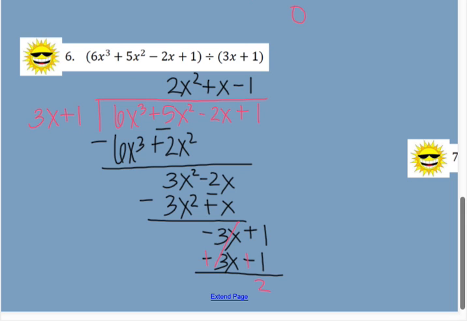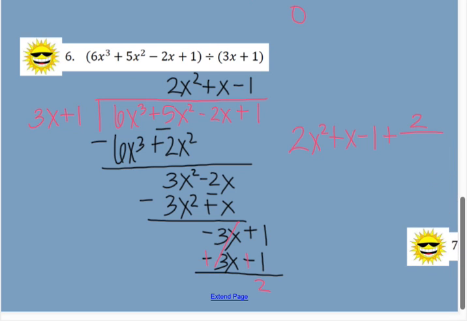So the way you write your solution is you write down what we have above plus my remainder, which is 2 over what is doing the dividing. So 3x plus 1. There is my solution with my remainder. So that is how you would write that out.